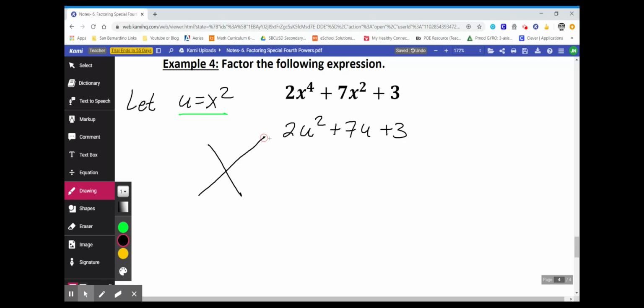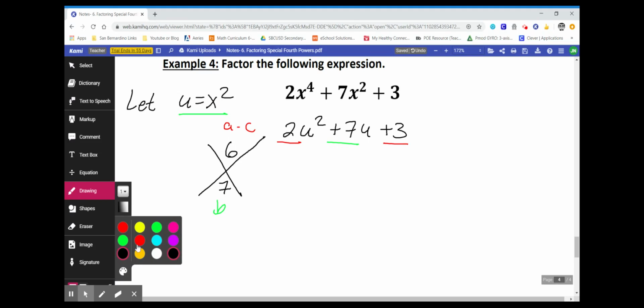Same thing, I want to do the big X. I want to figure out what goes on top, what goes on the bottom. A multiplied by C, which is the first multiplied times the last, in this case gives me a 6 on top. On the bottom, I have the middle term, which in this case is positive 7. So I'm going to put the 7 on the bottom. I want two numbers that multiply to the top number but add to the bottom number. That would be 6 and 1.